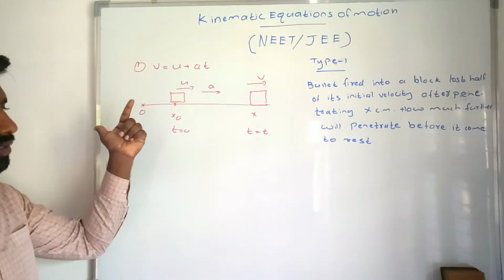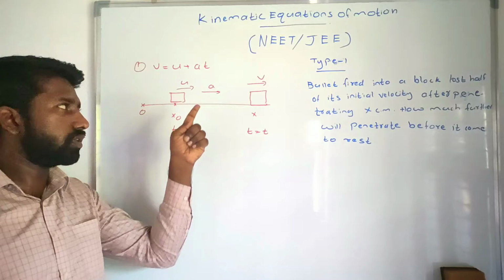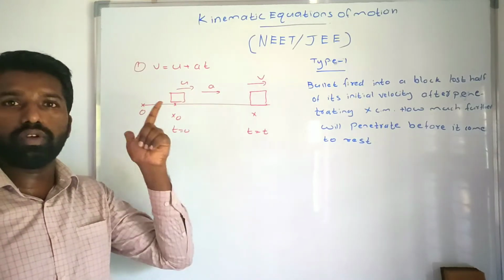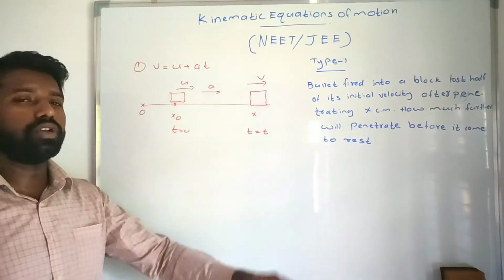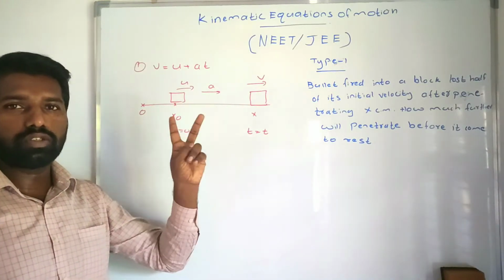For these equations of motion, we have to consider conditions. a must be constant, that is uniform acceleration, and the body must be moving in a straight line. These two conditions are a must.